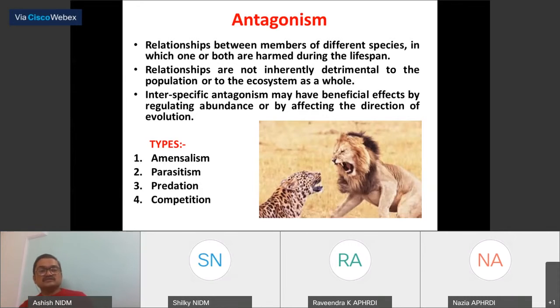Then parasitism, we know. Predation, we know. Beautiful example of competition here between two species, the lion and this hyena you are seeing.